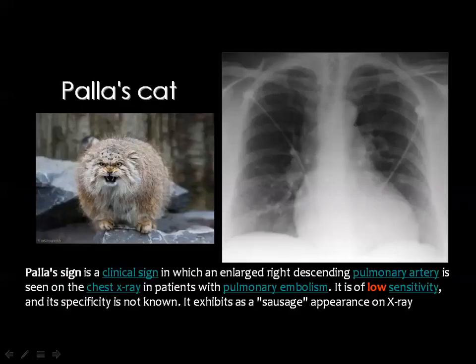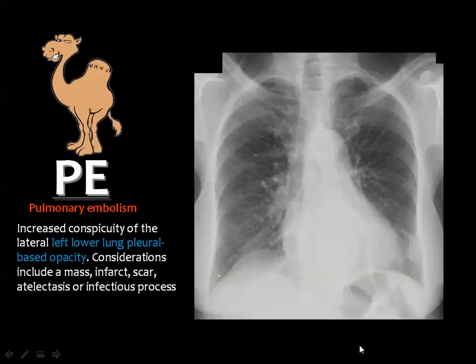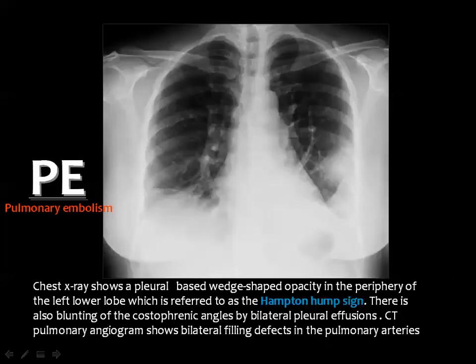Then the Bellow's sign indicates that there is a significant distension of the right main pulmonary artery proximal to the site of the occlusion. This sign is of low sensitivity, and its specificity is not known. Then also you get the Hampton hump sign, which is the pleural-based triangular opacity, the base towards the pleura, the apex towards the mediastinum. This is also not specific for a pulmonary infarct.